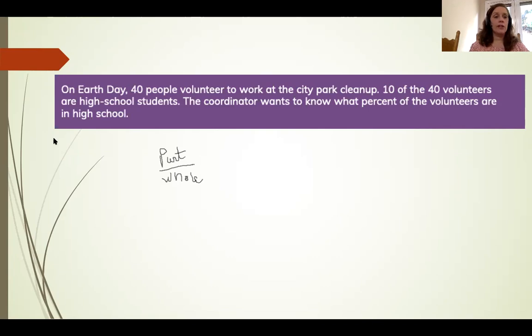Again, we're starting with the fraction, part over whole. Well, what part are in high school? Well, it tells us right in our problem that 10 of them are in high school. So that is our part out of our whole. Well, there was a total of 40 volunteers. So that is our whole.